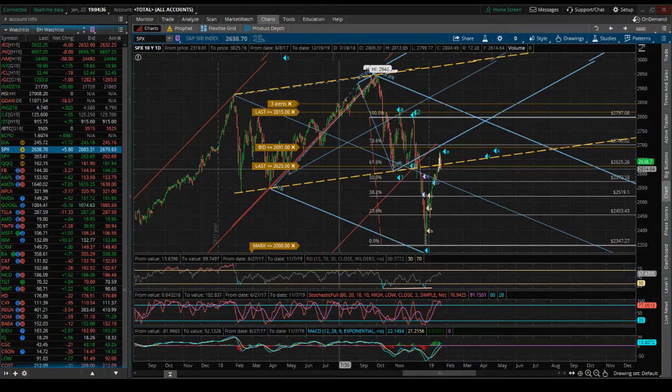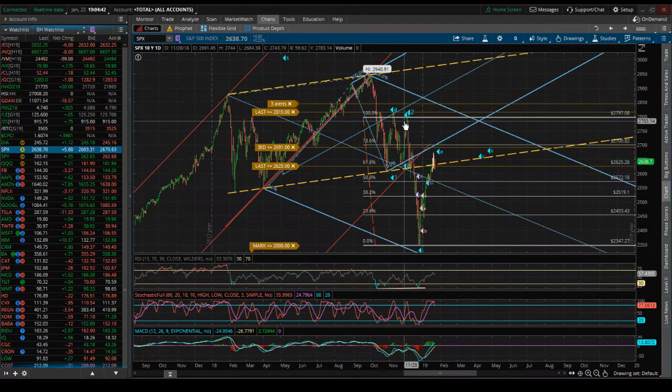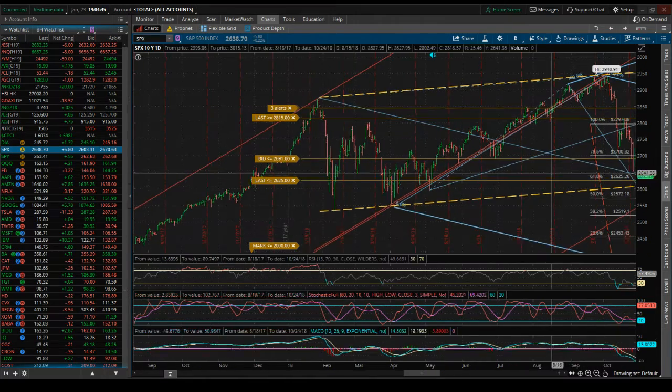It gave us the double top here, and then gave you an impulsive move down, ABC. That was your wave 1, ABC wave 2, and at this point here.